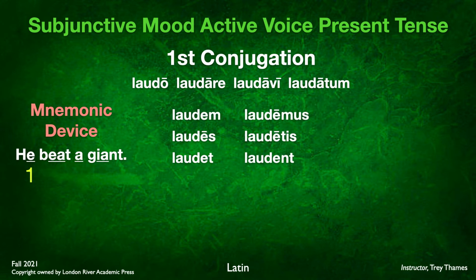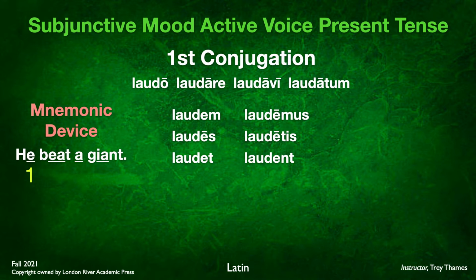If you remember, the first person singular can either be an O or an M, and here it will be the M. We end up with laudem, laudēs, laudet, laudēmus, laudētis, laudent, noticing, of course, the macrons in the second person singular and first and second person plural. So laudem, laudēs, laudet, laudēmus, laudētis, laudent.